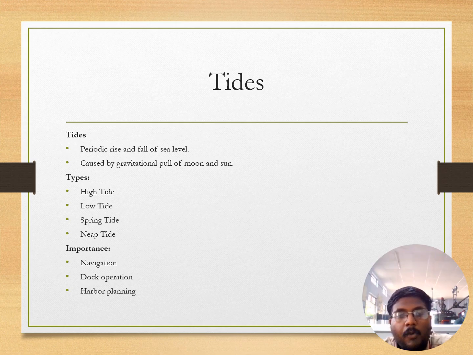Next we see about the classification of tide. In general, there are four different types of tides. They are high tide, low tide, spring tide and neap tide. Next we see about the importance. During the time of designing the harbor, tide is an important factor taken into account, as well as during navigation and port operation.